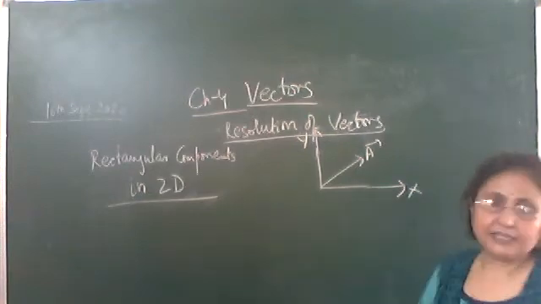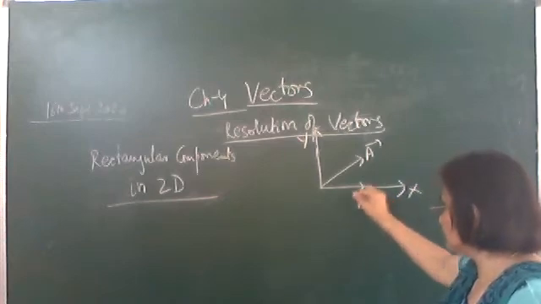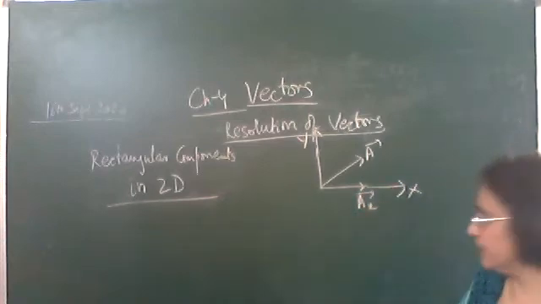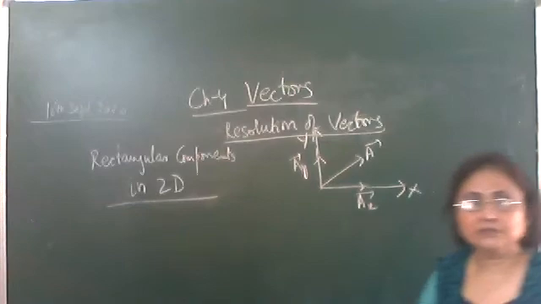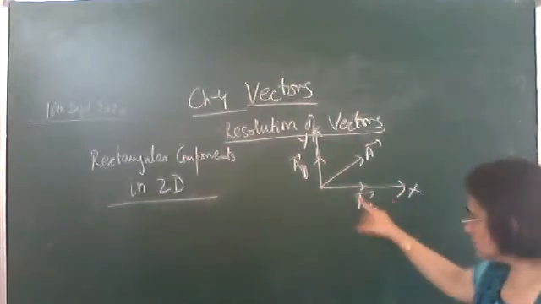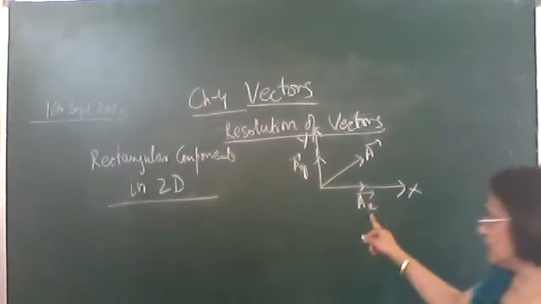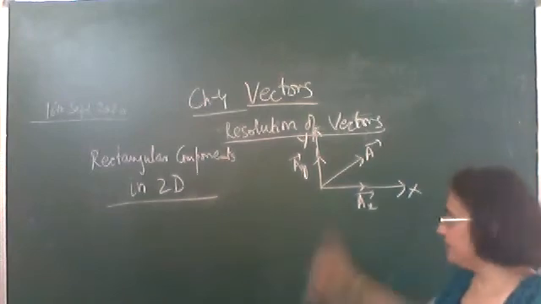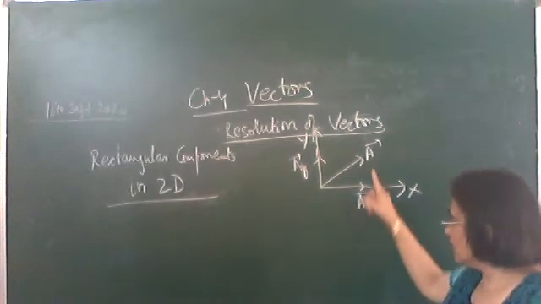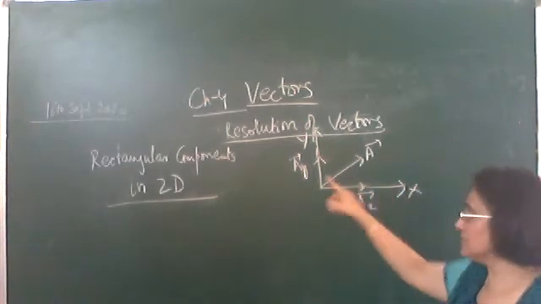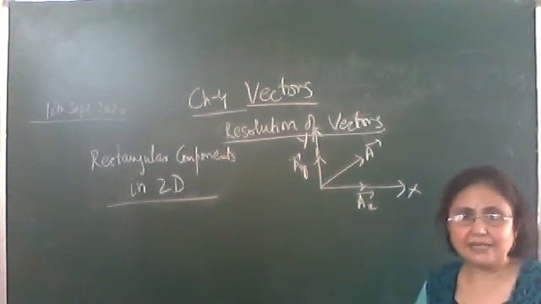Let there be a vector A and we split it up in two perpendicular components, one along x-axis, Ax vector, and the other along y-axis, Ay vector. So these components Ax and Ay will be called the rectangular components. Why? Because they are perpendicular to each other. The vector is split up in such a way that the two components are perpendicular. So here we have split vector A along x-axis and along y-axis.